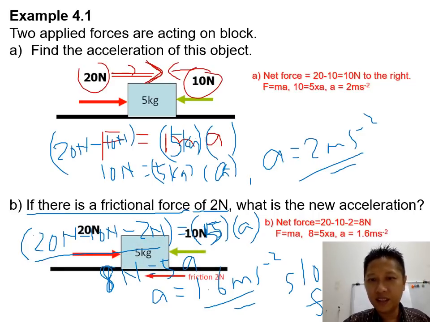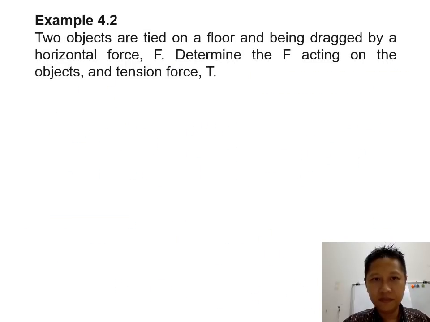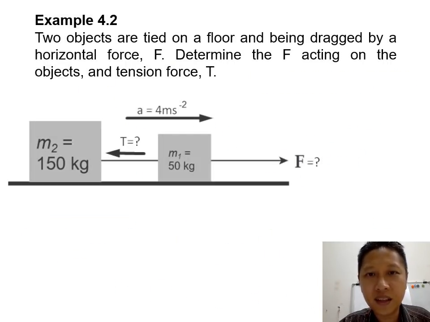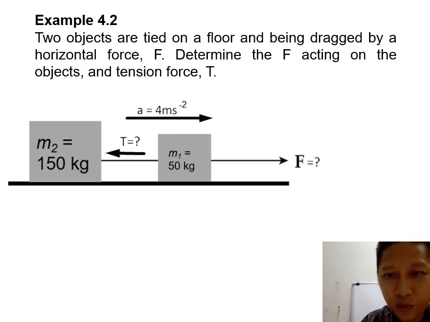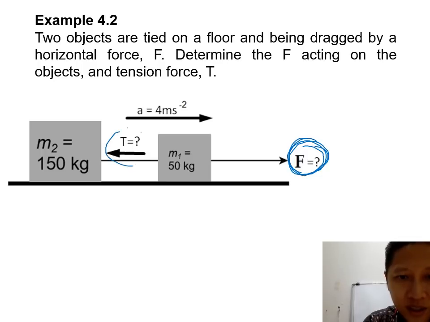Go to the second example. There are two objects tied together on the floor and being dragged by a horizontal force. We don't know how much the force is. Determine the force acting on the objects and the tension force T. We want to know two things. The first one, what is the force here? And the second one, what is the tension force here?